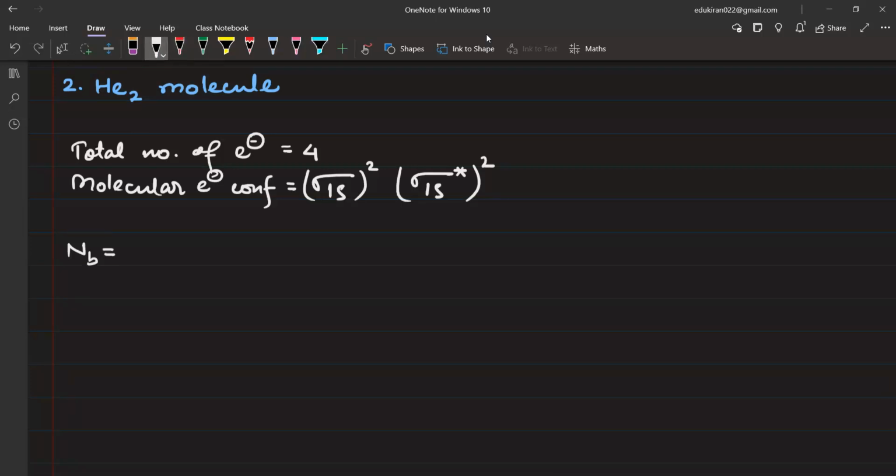Tell me, sigma 1s, will this be bonding or anti-bonding? Bonding. Very good. So BMO. Sigma star 1s, is this ABMO or BMO? Mariam, Siddiqa, Sara, all of you, please turn your mic on. You have to answer, don't keep the mic off. It is ABMO. So number of bonding is equal to how much? Number of electrons in bonding molecular orbital, 2. See, the answer came. No difficulty now, right? Yes or no?